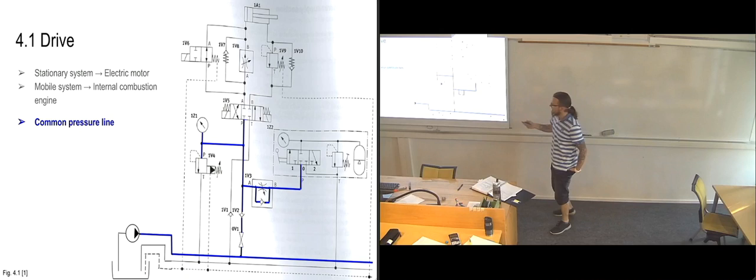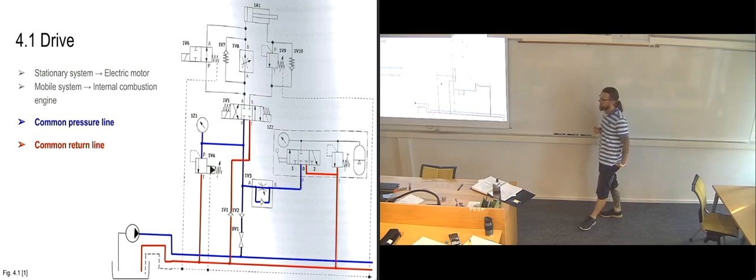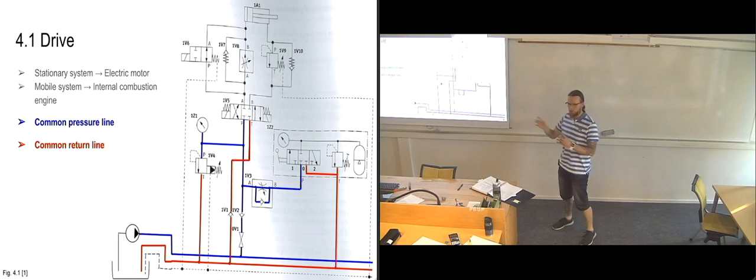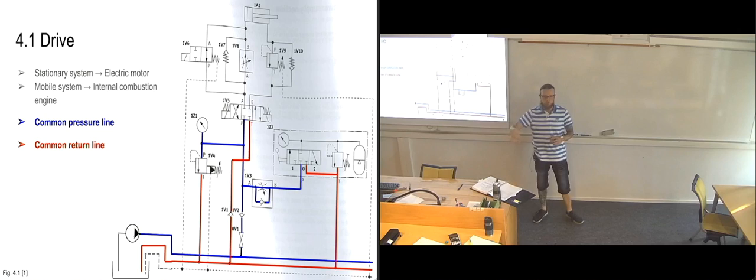We also have a common return line, which is everything in red here, which means that this is where everything is returning to tank. And as you can see up on the valve up here, it says P for pressure and T for tank. And they are often marked this way, so P for pressure and T for tank. So just telling you which is supposed to be connected to the pump and which is supposed to be connected to the tank.